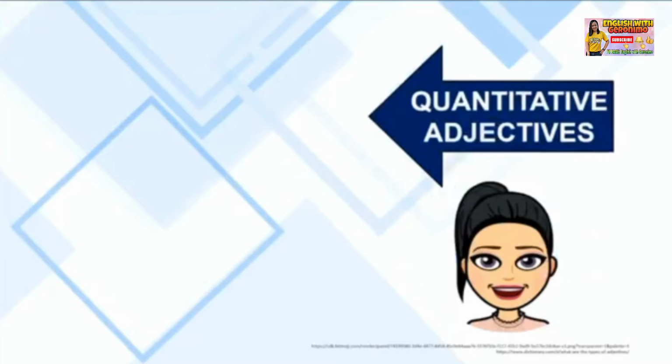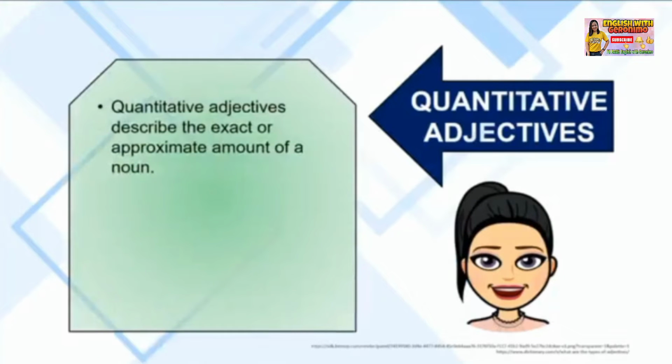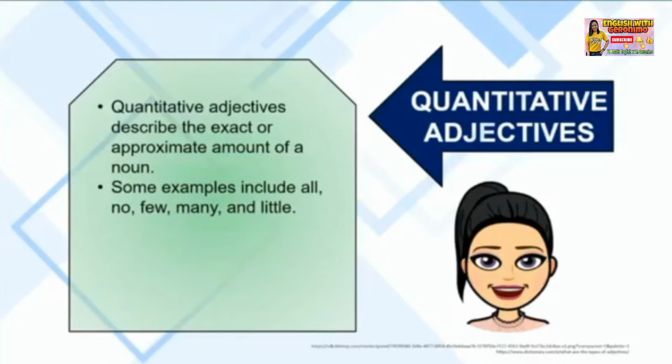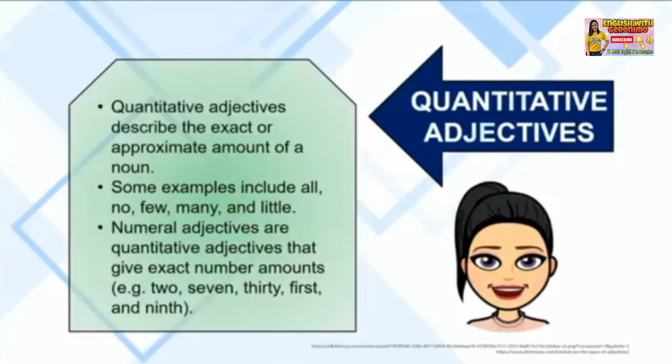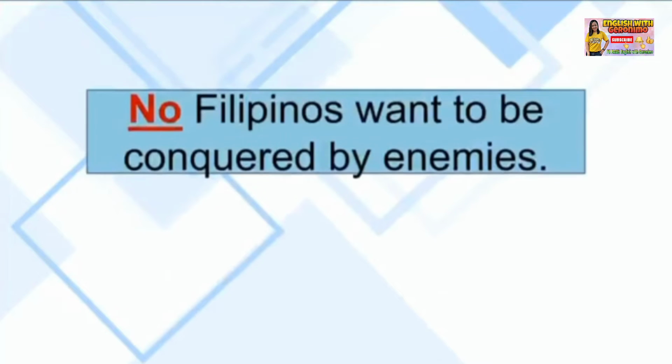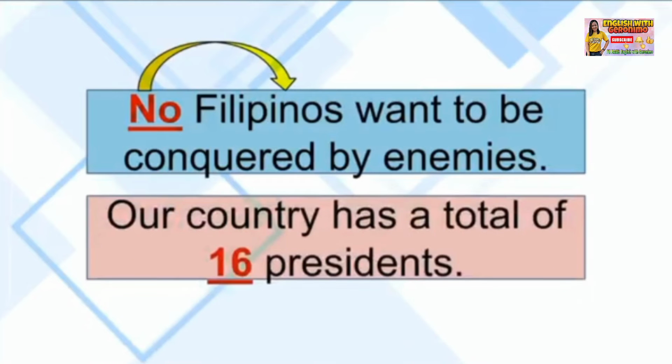What about quantitative adjectives? Quantitative adjectives describe the exact or approximate amount of a noun. Some examples include all, no, few, many, and little. Numeral adjectives are quantitative adjectives that give exact number amounts like 2, 7, 30, first, and ninth. Examples: No Filipinos want to be conquered by enemies. No describes Filipinos. Our country has a total of 16 presidents. 16 describes presidents.